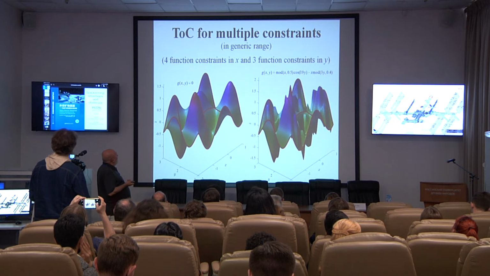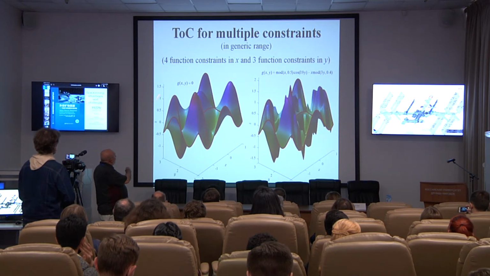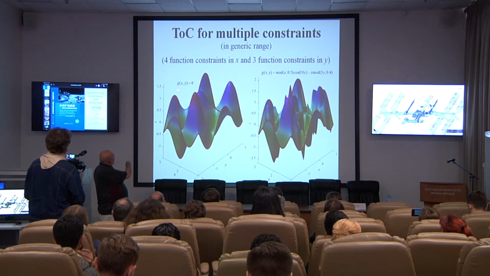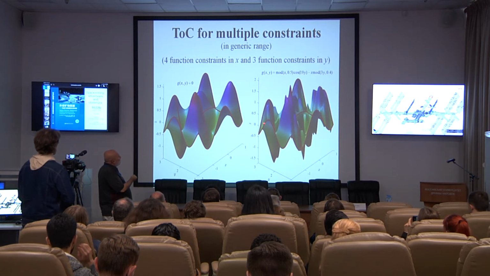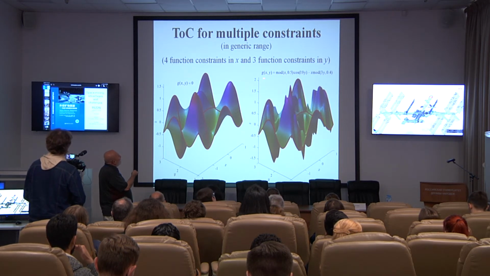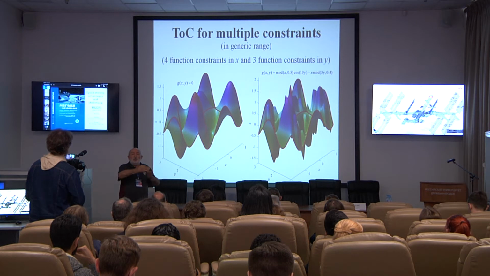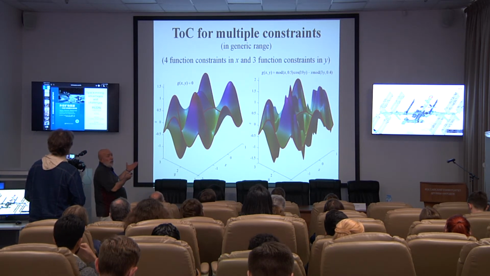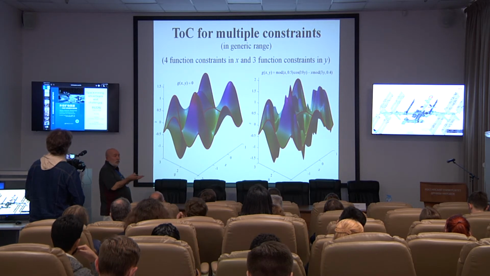It's possible to extend the theory to multiple constraints. Here you have 5 constraints in X and 3 constraints in Y, and this is what you obtain with the G of X and Y. And this is what you will obtain if you use a G of X, Y, the free function, that is modular arithmetic in both sides, so it is discontinuous in both directions. You don't need to do this if you don't need it, but just to see.